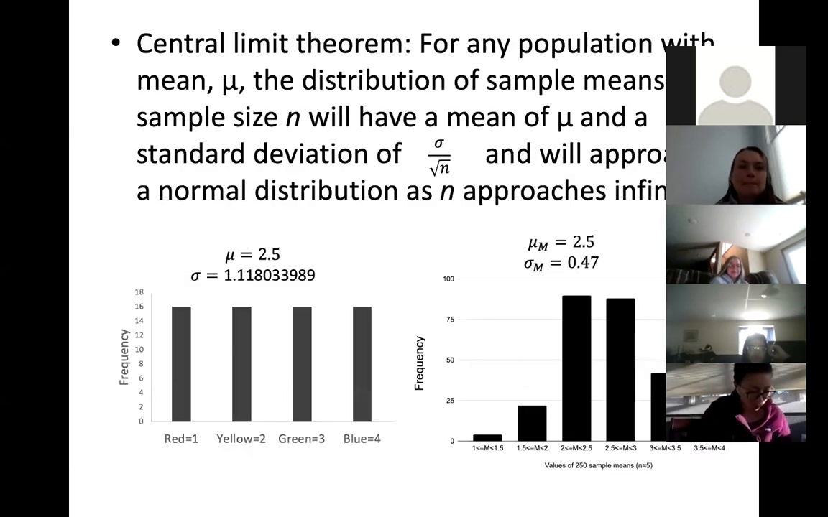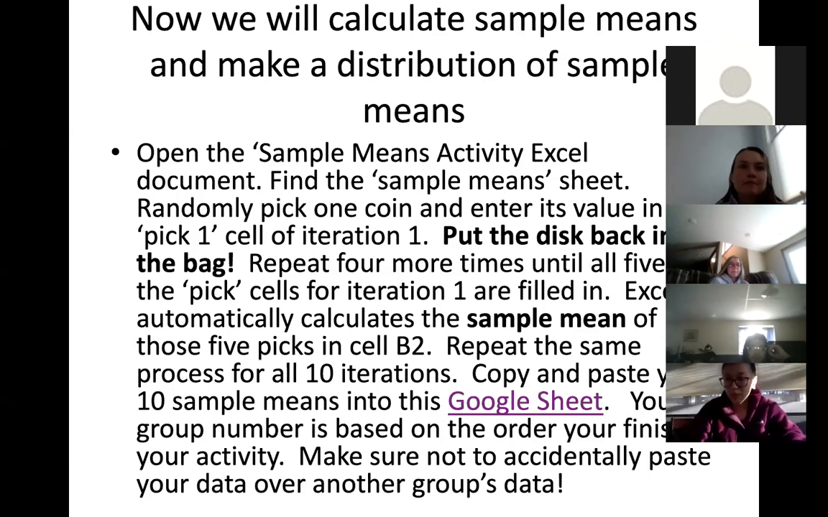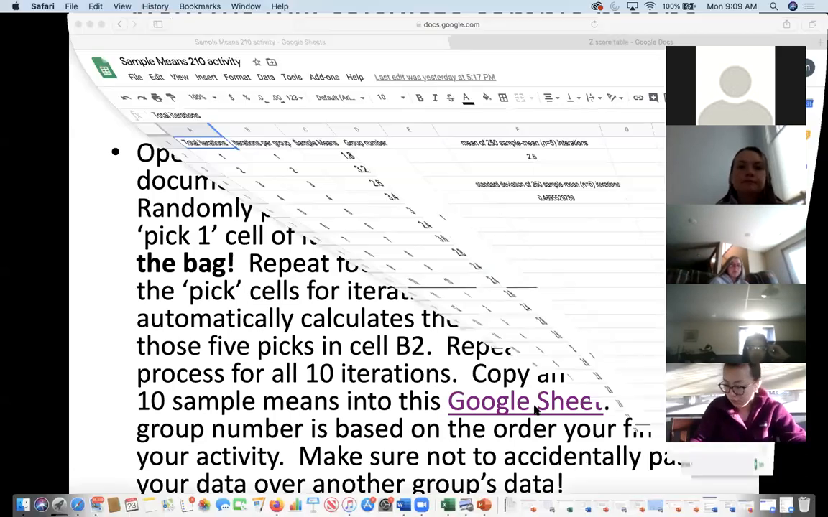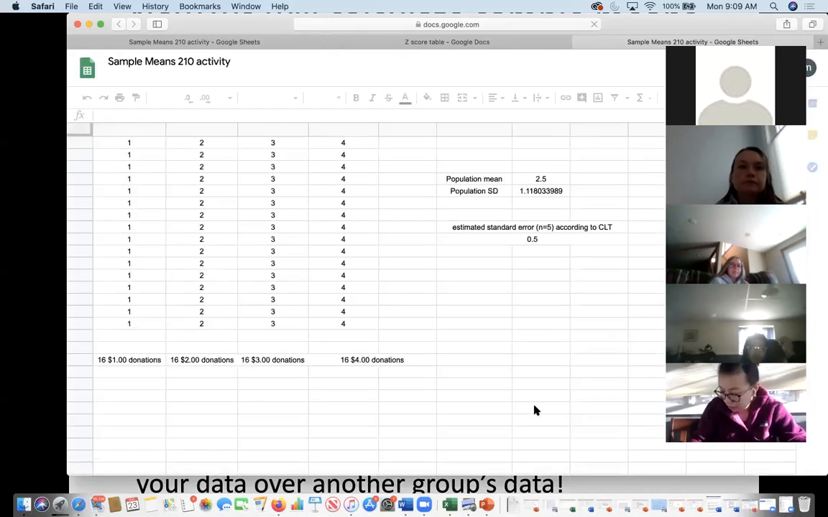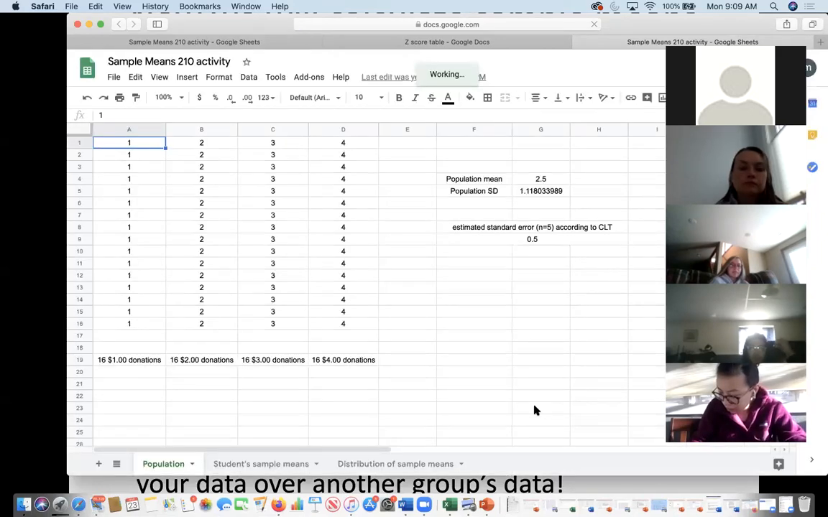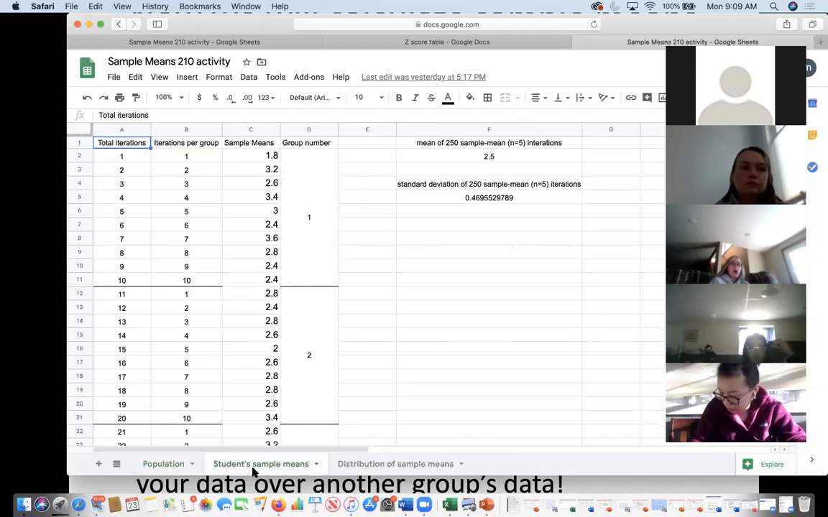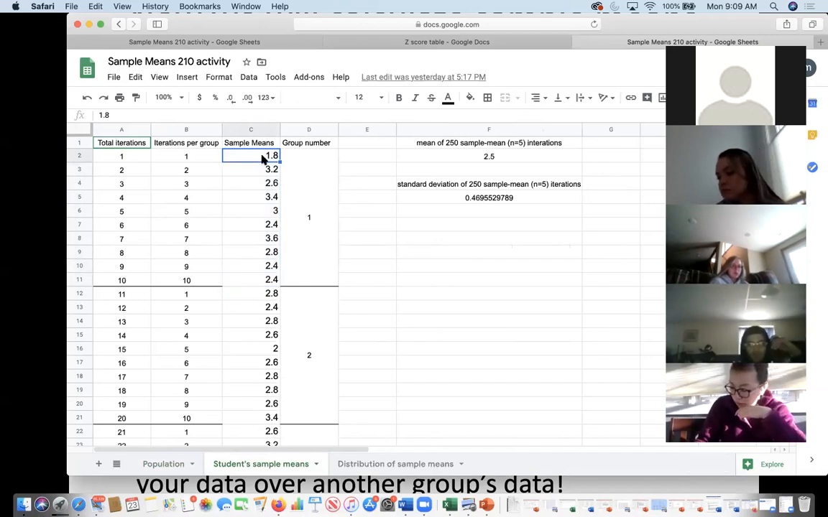And I want to actually show you, because I took some time and entered all of the means from both of my classes. I teach 2 sections of stats, and for both of my classes, I put those sample means into this Google sheet right here. So for instance, this is group number 1, and these are their 10 sample means. This number, for instance, 1.8, they reached into the bag 5 times, added up all 5 scores, divided by 5, and the number they got was 1.8. And then they did that 10 times, and the numbers are shown right here.